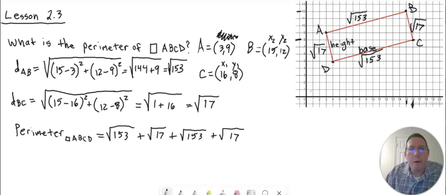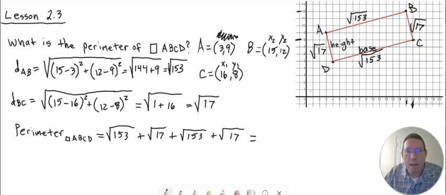Okay, now we can't combine these. We can't add them up. The only thing we can really do is say that there are 2 square root of 17s and 2 square root of 153s. It doesn't really help us much by simplifying like that. But what you may not do is simply add up the 153, the 17, the 153, and the 17, and then just put a radical over it. You cannot do that. Radicals do not distribute over addition. It doesn't work that way. They have to remain separate.